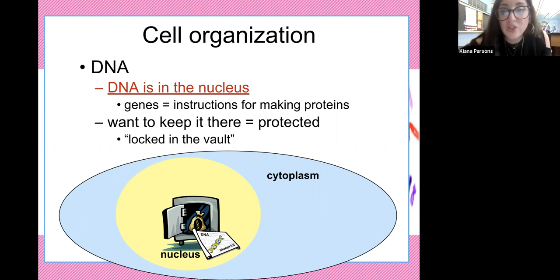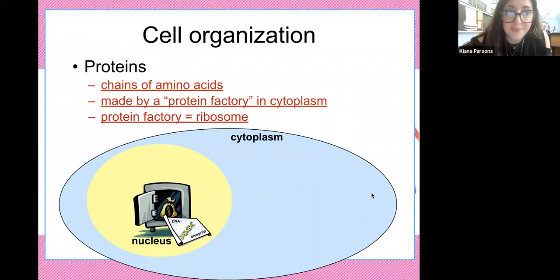So genes are the instructions for making proteins, and we want to keep it in there, protected, found in the nucleus, blank number 1. Genes are the instructions for making proteins, blank number 2. Want to keep it in there, protected, locked in a vault.